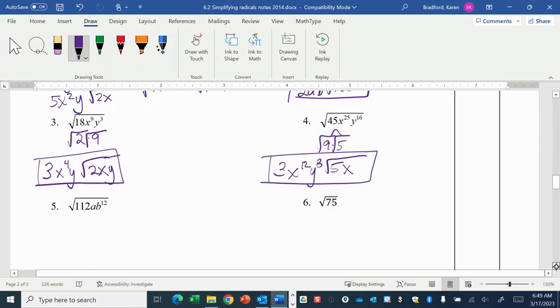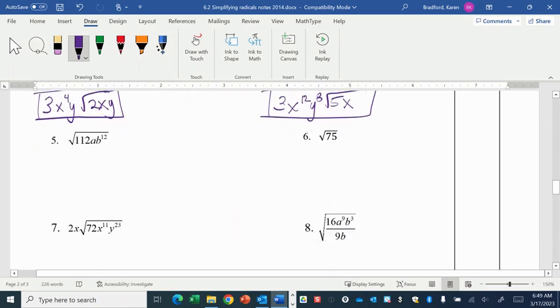All right, number 5. In number 5, we want to break up 112 into a perfect square factor times something else. And perhaps with 112, you're not very familiar with what would be a perfect square factor in here. So we're going to go ahead and do a prime factorization tree. This is helpful when you're not picking out that perfect square right away.